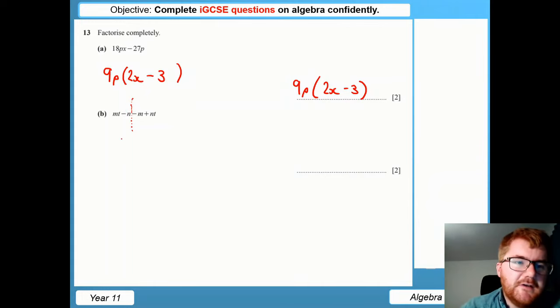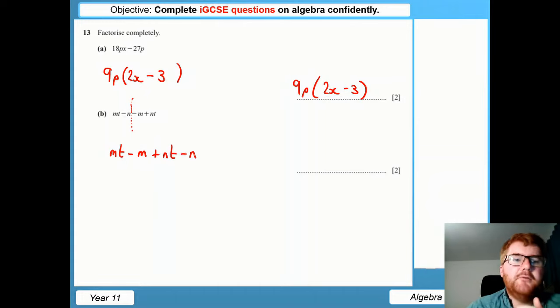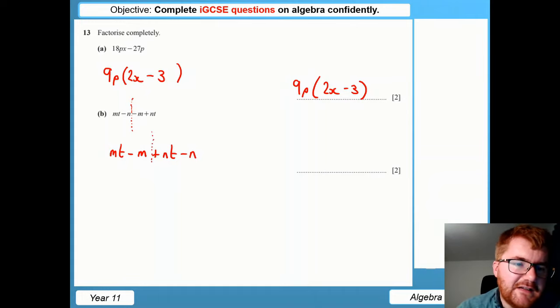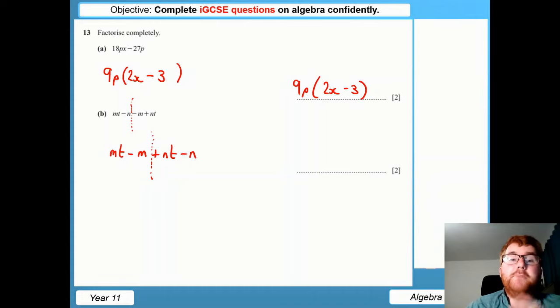So what I'm going to do is I'm going to move this around slightly. I'm going to put an mt minus m. So I'm going to bring the m's together. And then I'm going to put a plus nt minus n. So I'm putting the m's together here, and I'm putting the n's together. And now there's a common factor. When I draw this line down the middle, I can factorize both of them into single brackets.